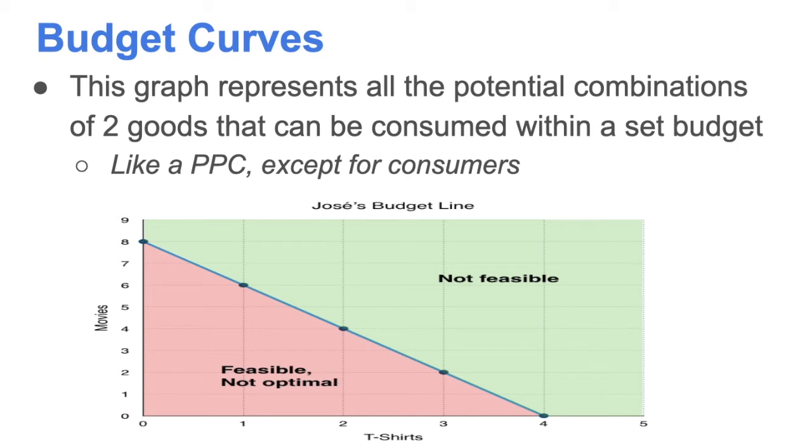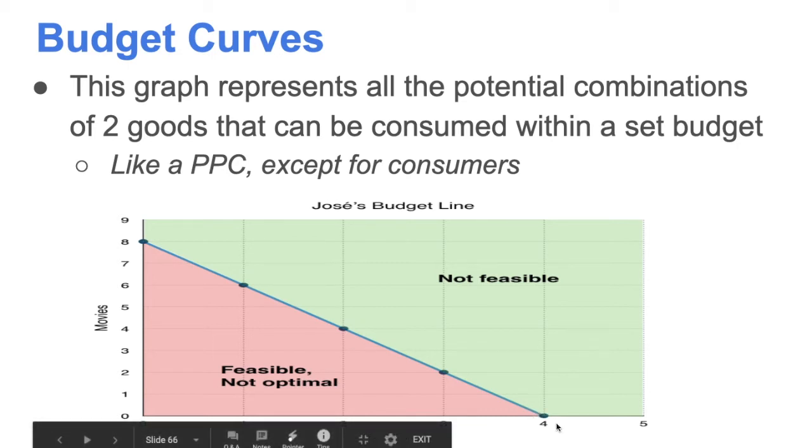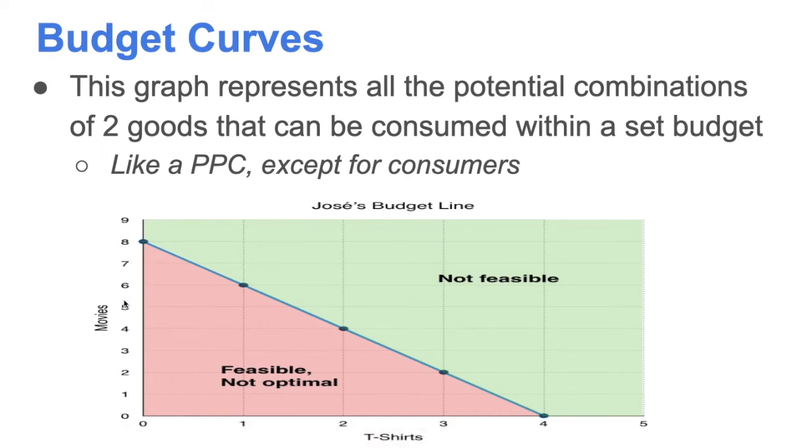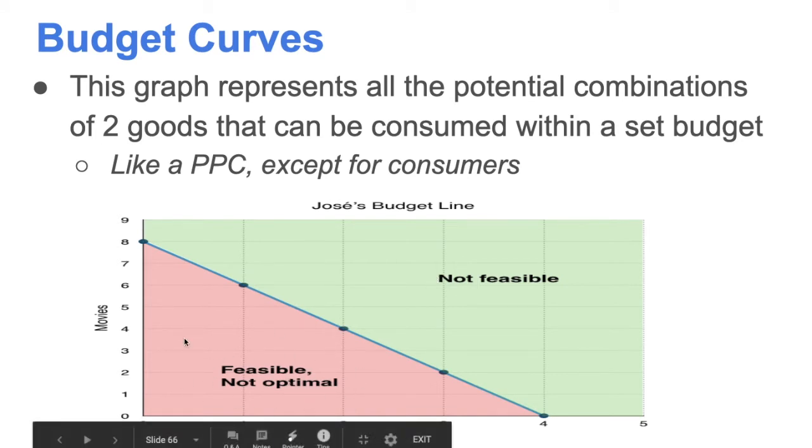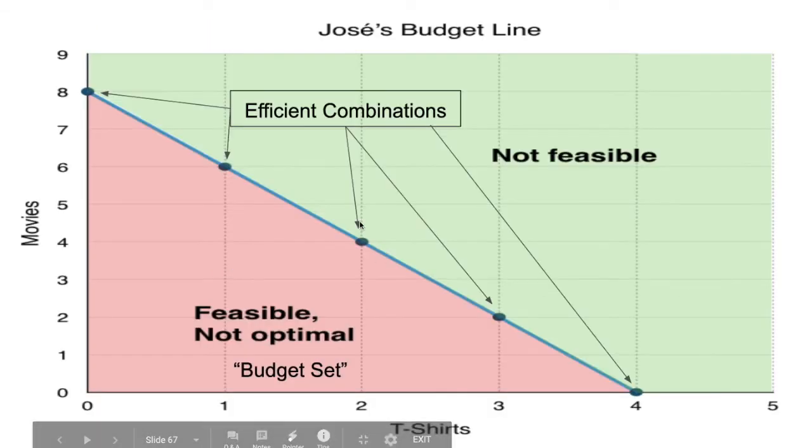So one thing we know right away is that t-shirts must cost twice as much as movies. Because if this is his budget and he can buy 4 t-shirts or 8 movies, movies must cost half as much as t-shirts. Now over here in the green, this is beyond his budget, so it's impossible, just like we talked about with production possibility curves. Down here, this is feasible, or possible, but it's not optimal. These combinations that are on his budget curve are all efficient.